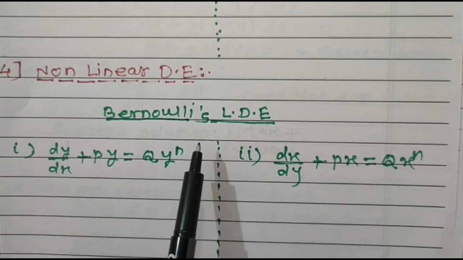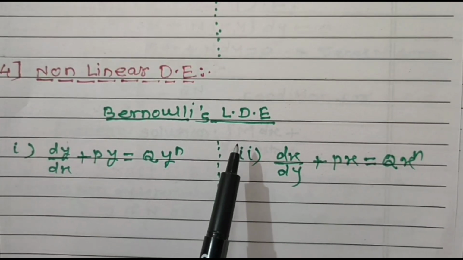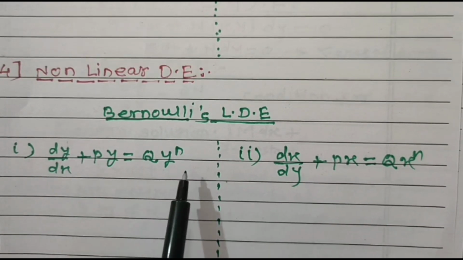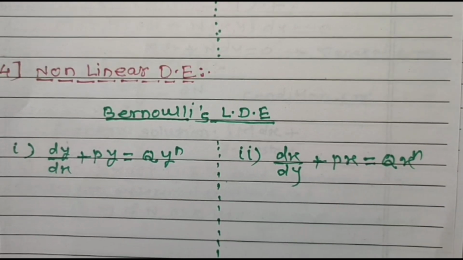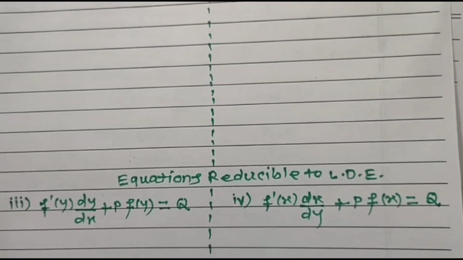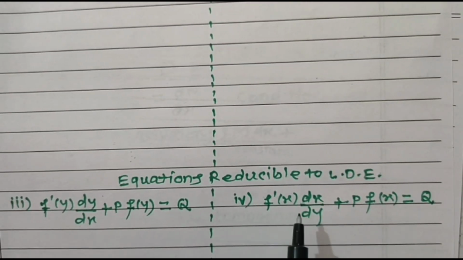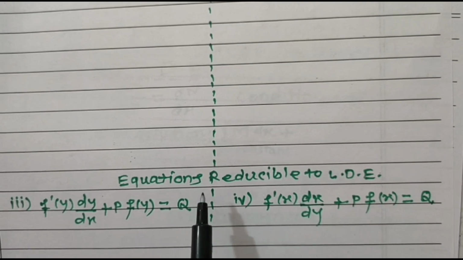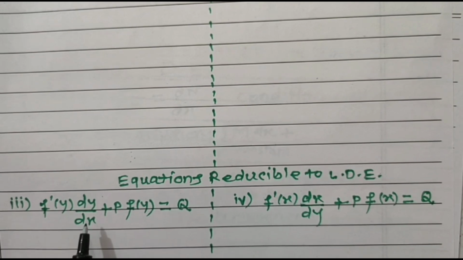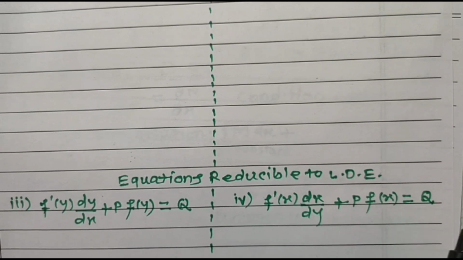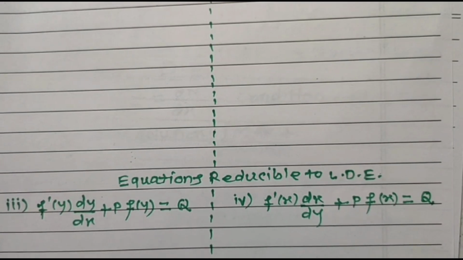The first two types are known as Bernoulli's differential equations. Number one is dy by dx plus py is equal to q into y to the power n. Number two, dx by dy plus px is equal to q into x to the power n. And the last two types, type number 10 and type number 11, are also non-linear differential equations. The 10th form is f dash y dy by dx plus p into f of y is equal to q, and the 11th type is f dash x dx by dy plus p into f of x is equal to q. Okay, all these 11 types we have to study one by one.